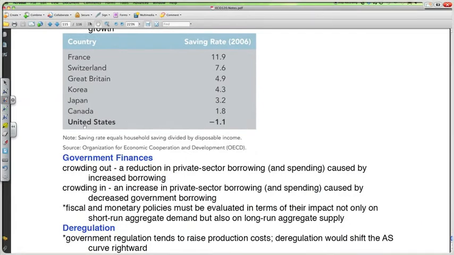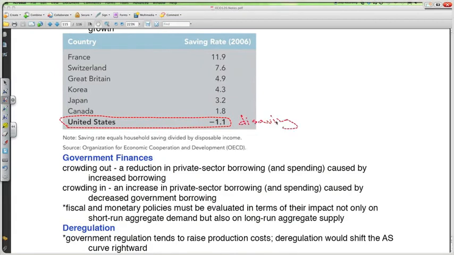Here we can see in 2006, the United States was actually dis-saving. Dis-saving occurs when our consumption is greater than our disposable income. That means overall we were borrowing money. Borrowing to the point that America is in debt.